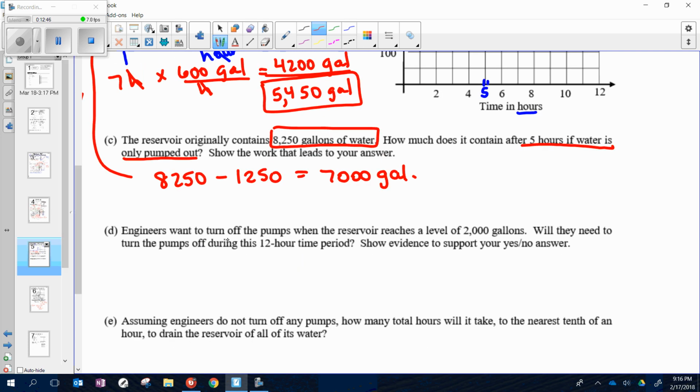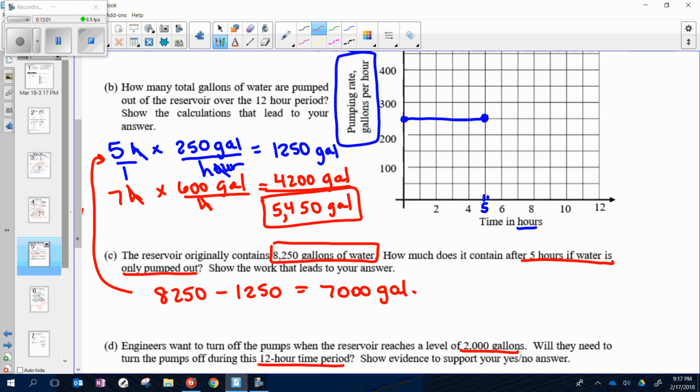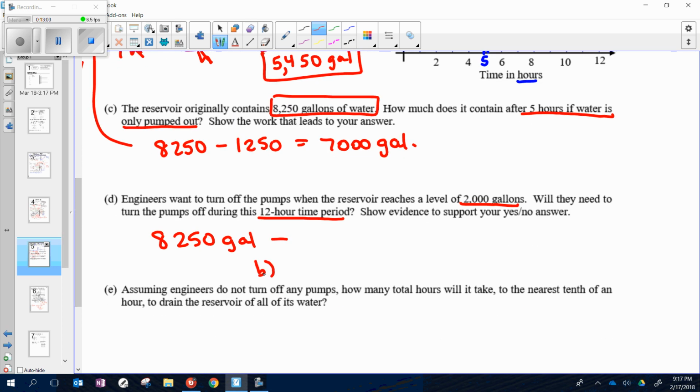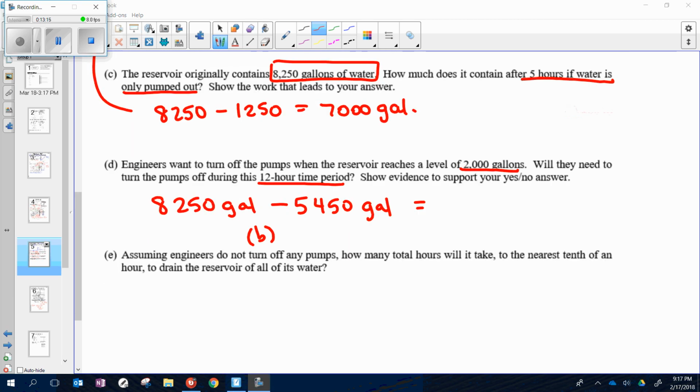Engineers want to turn off pumps when the reservoir reaches a level of 2,000 gallons. Will they need to turn off the pumps during the 12-hour time period? Well, if we have 8,250 gallons, and we subtract what we can do in 12 hours, which was part B, so from part B, 5,450 gallons, we're going to be left with 2,800 gallons.